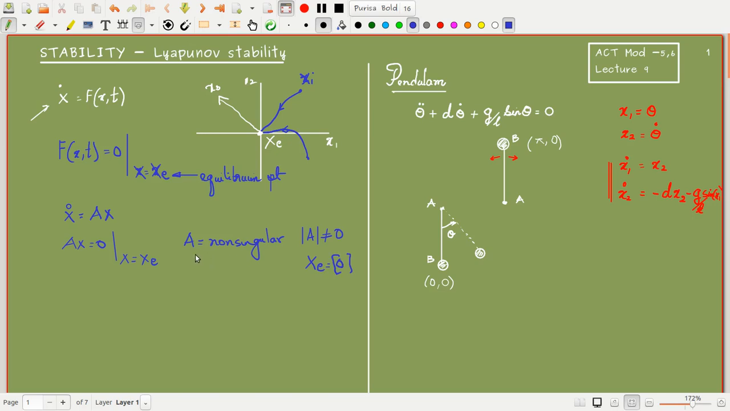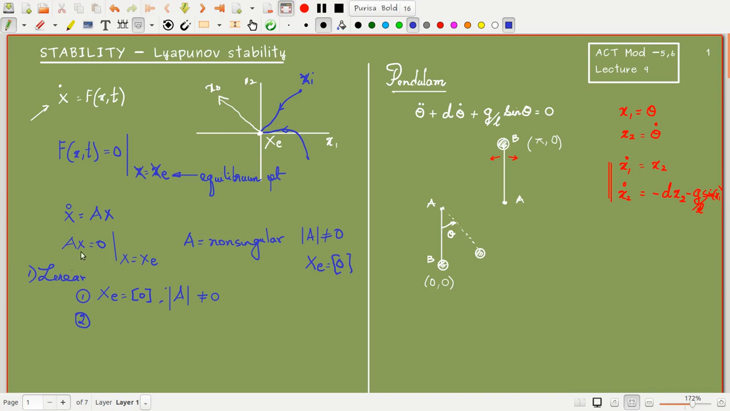That means the only equilibrium point for a linear system would be xc equal to 0 if A is non-singular, that is, determinant of A not equal to 0. But suppose the determinant of A equals 0, what happens? This we didn't discuss in the first lecture because I didn't want to complicate things. So what happens if the determinant of A equals 0?